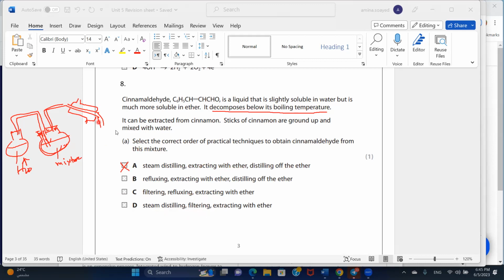There will be a mixture of the cinnamaldehyde in water, because both the water and the liquid are going to be distilled off of the reaction mixture. So you want to extract it with ether, because it is more soluble in ether, and then distill off the ether. You want to remove the ether by distillation. Okay, you understand why A is the answer?